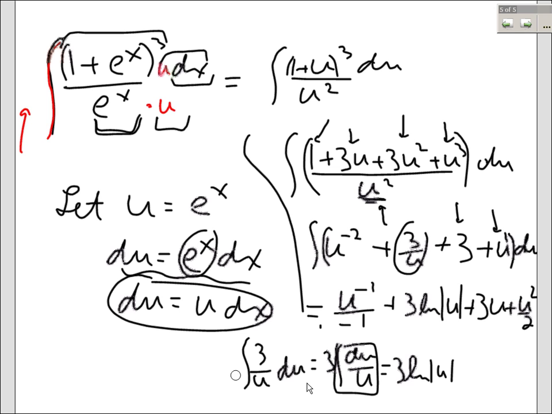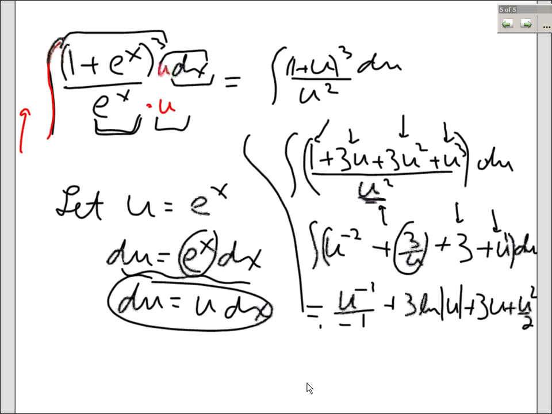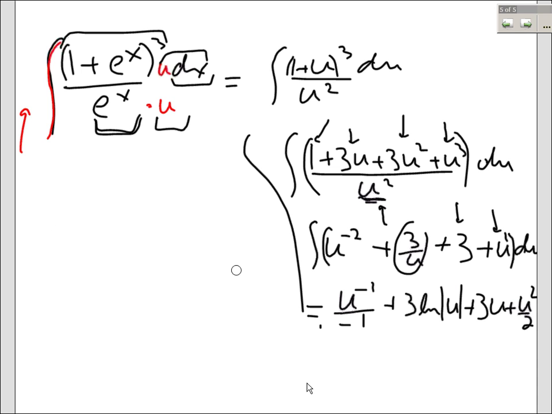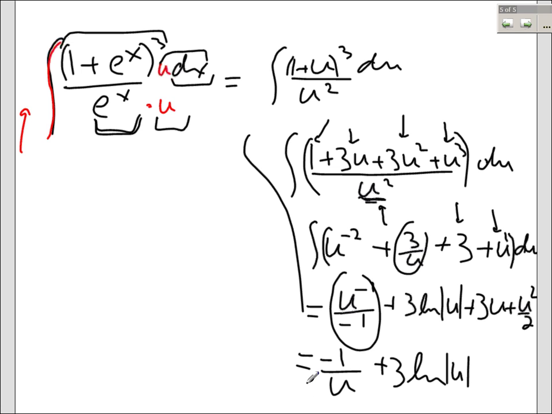Okay, let me clean. And I'm going to erase what goes, but remember it was e to the x was equal to e to the x. This piece becomes -1 over u plus 3u plus u squared over 2. And now all I'm going to do is substitute in where u was. It was e to the x.